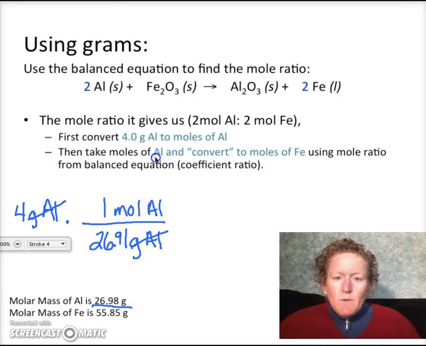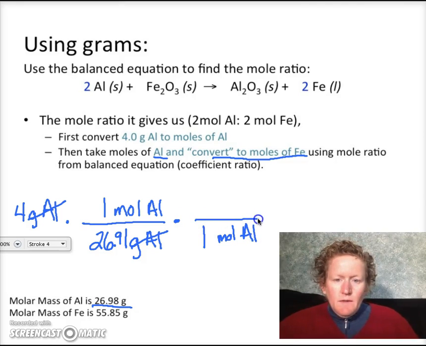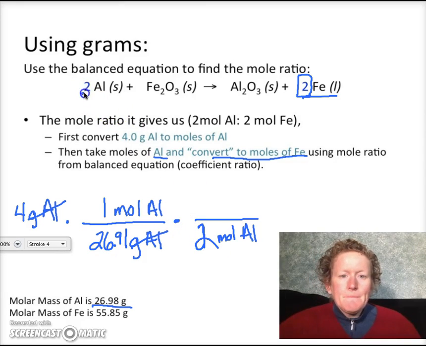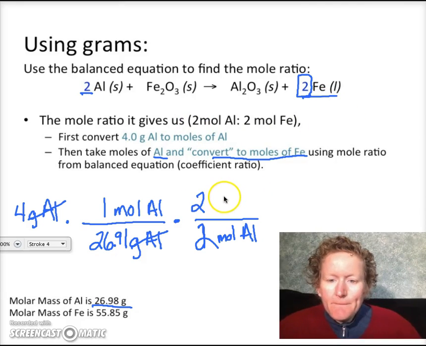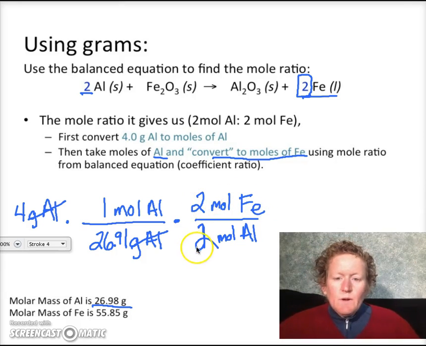Now we need to take the moles of aluminum and convert to the moles of iron. So here's where we use our molar ratio. So we put moles of aluminum on the bottom because that's not what we want our answer in. And we want our answer in moles of iron. So here's the coefficient on iron. So the molar ratio is 2 moles of aluminum here to 2 moles of iron. It's just a 1-to-1. We could write this as 1 and 1 if we wanted to.